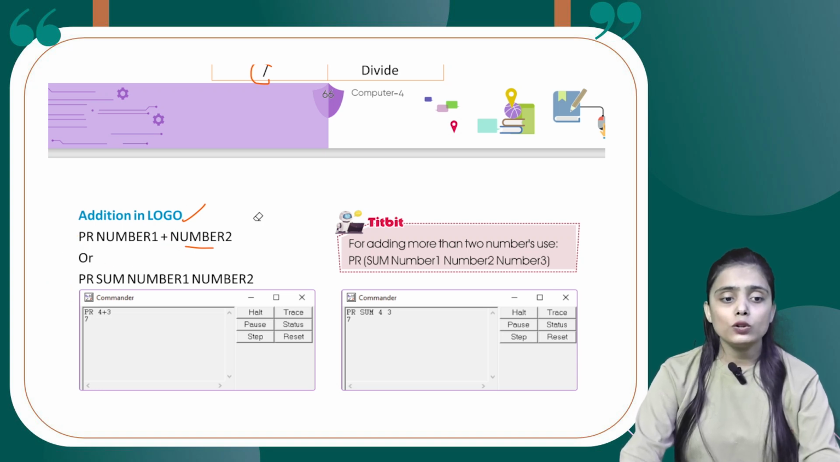Use both methods, and you will get the same output from both. Here you can see PR 4 plus 3, you are getting 7. And again, if you type PR sum 4 or 3, you are getting the same output, 7. So for adding more than two numbers, use PR sum number 1, number 2 and number 3 like this.